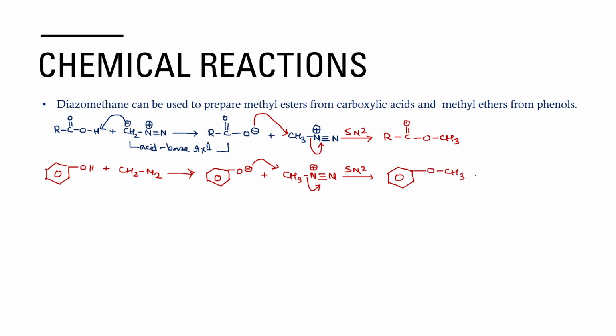OCH3. सेम रिएक्शन आप अल्कोहल्स में भी कर सकते हो. अल्कोहल्स को ईथर में कन्वर्ट करने के लिए भी हम ये यूज करते हैं. ROH plus CH2N2 is utilized to form ethers. How? I get CH3 N triple bond N plus, and then a SN2 reaction occurs, and we get ROCH3 plus N2. But हमेशा याद रखिए कि phenol will get converted to anisole.